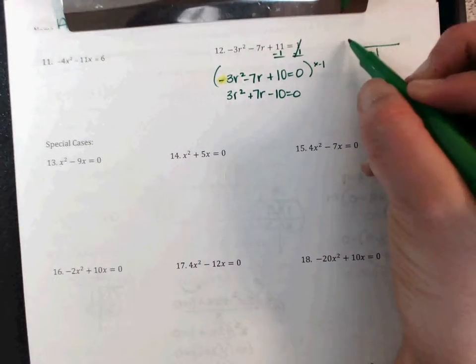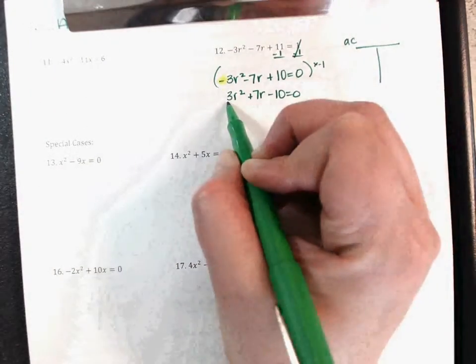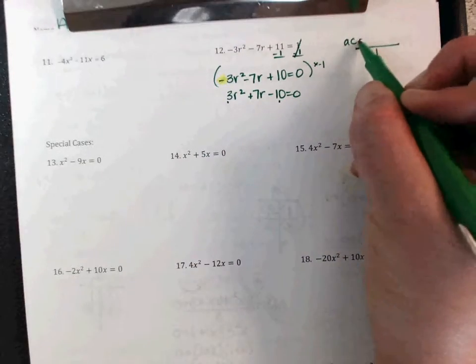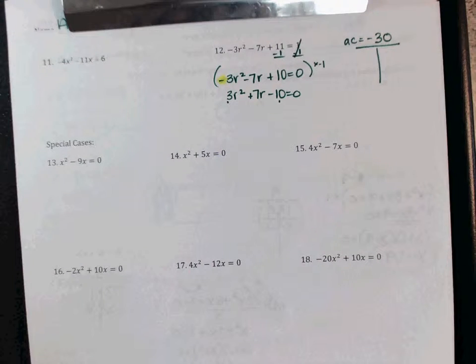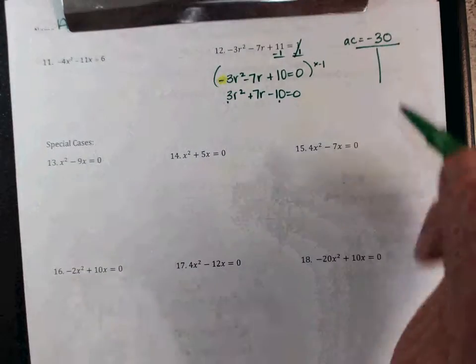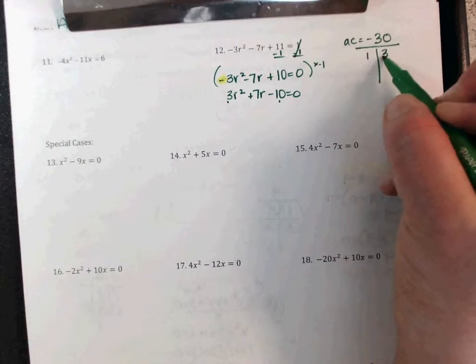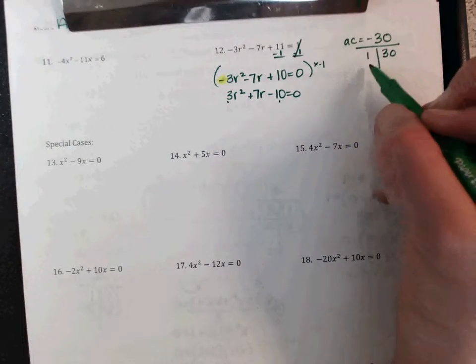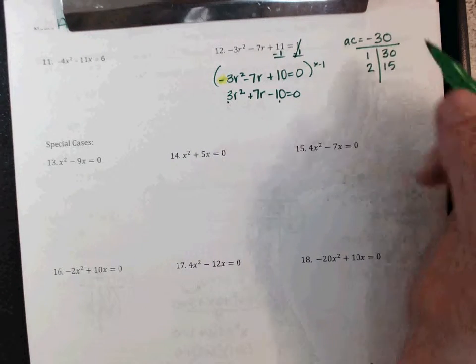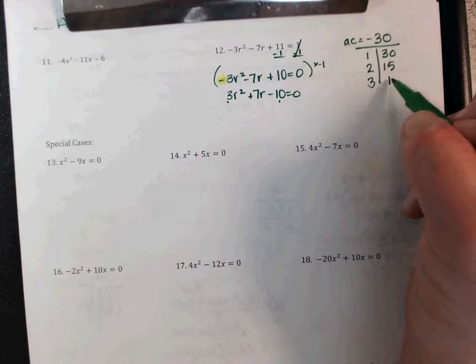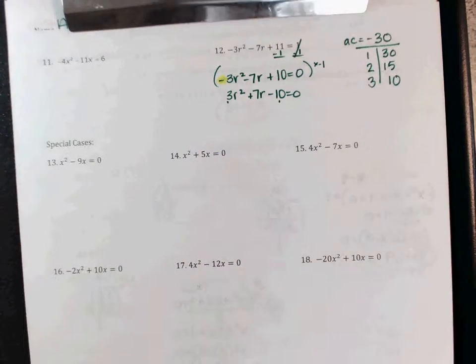So at the top, I do a times c. My a is a 3. So times negative 10 is negative 30. Good. From there, I need partners with a difference of 7. Let's see if we can find them. 1 and 30. Is that a difference of 7? 2 and 15. What's the difference between 2 and 15? Not going to work. What about 3 times 10? Difference is 7.